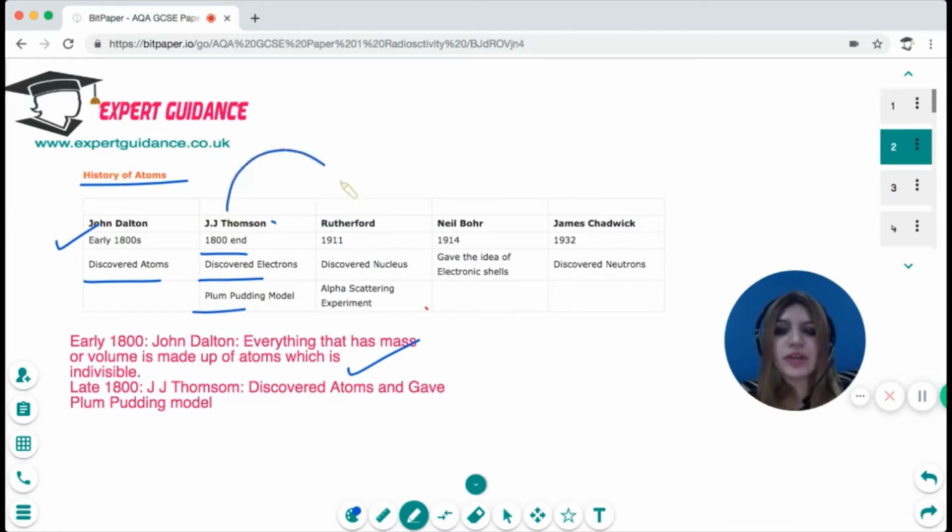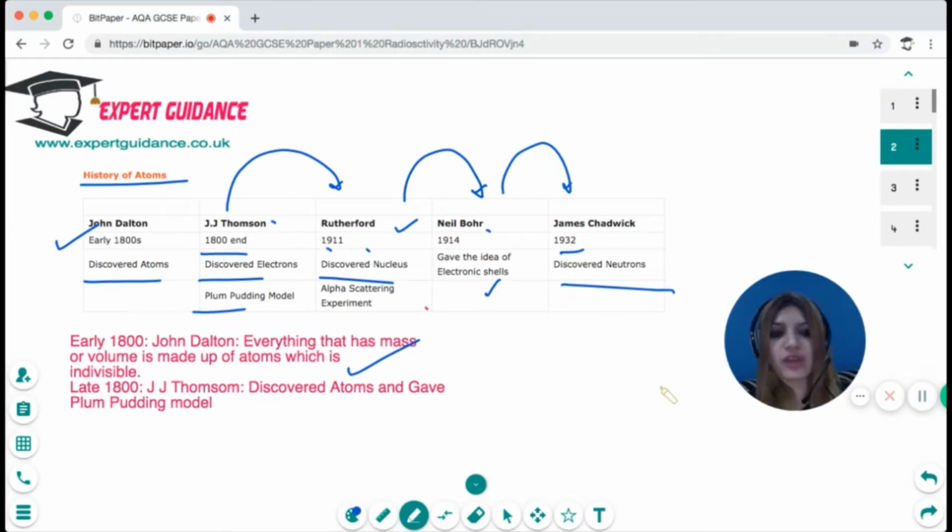Then this model was further revised in 1911 by Rutherford, who built upon the alpha scattering experiment and discovered the nucleus. And then in 1914, Niels Bohr gave the idea of electronic shells. And in the end, James Chadwick in 1932 discovered the neutrons. And then finally, we came to the present structure of the atom, which consists of neutrons, protons, and electrons. So let us look at these discoveries one by one.